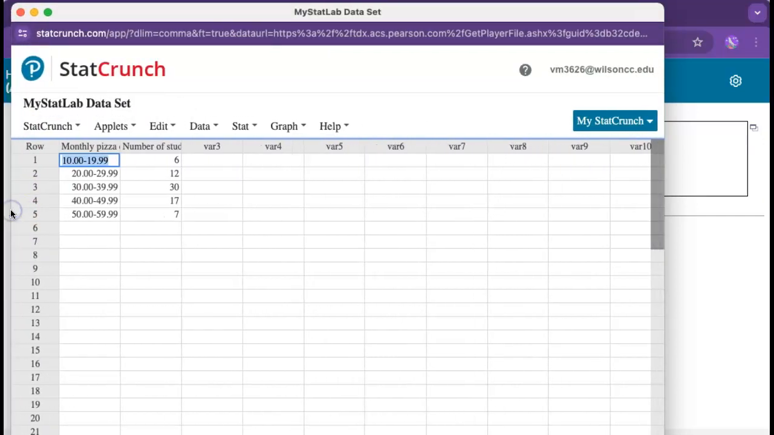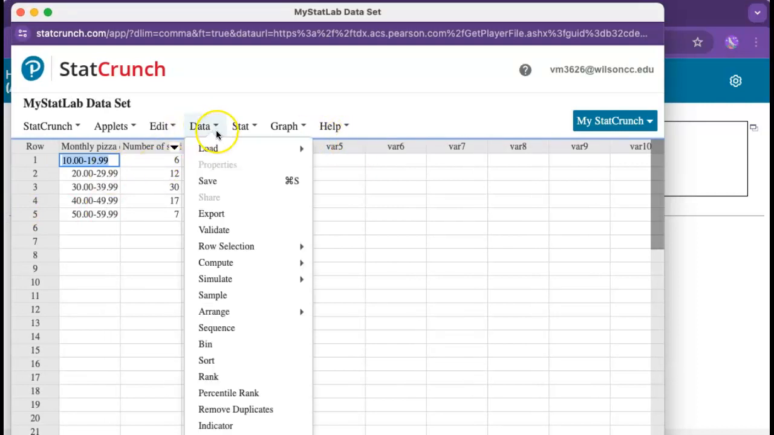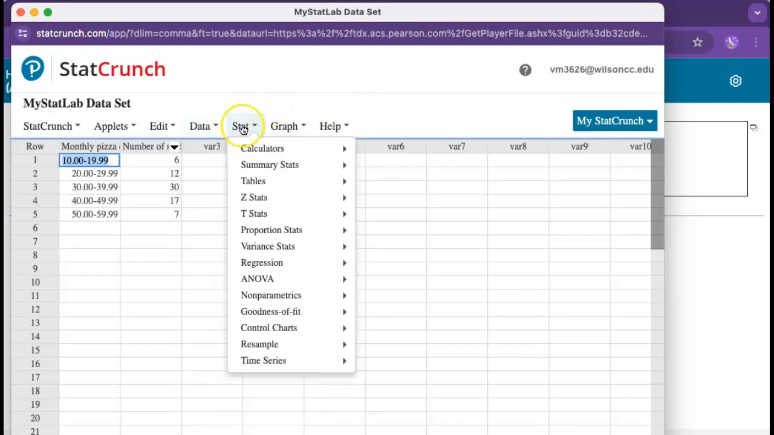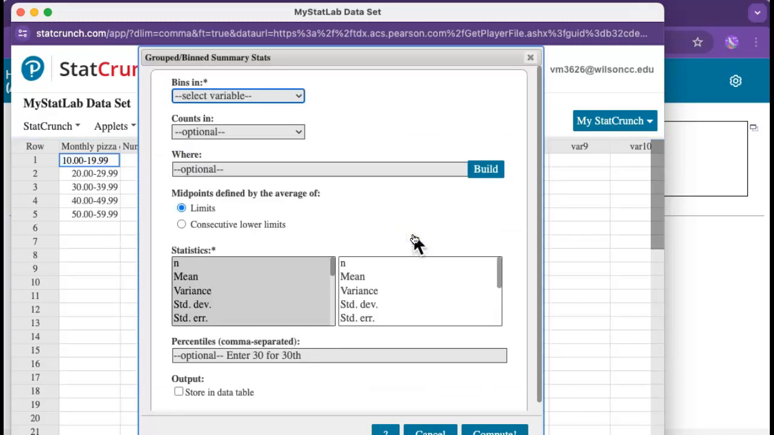Okay, so what we're going to do is find the mean and the standard deviation. I know they didn't ask for the standard deviation here, but there was a question about that in another problem. It's done the same way. So we just go to Stat, go down to Summary Stats, and since our information is given in monthly pizza is a class, we're going to use grouped or binned data. So we click on that.